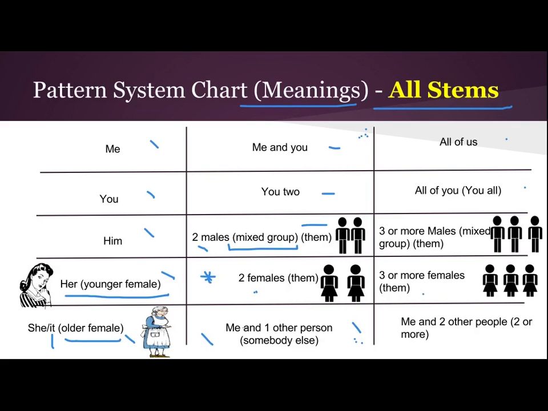The third column, all of us. The next one, all of you or you all. Either of those would be correct. The next one, 3 or more males. We know that could be a mixed group. The next one, 3 or more females. Always strictly females. And then the last one can be me and 2 or more other people. All right?